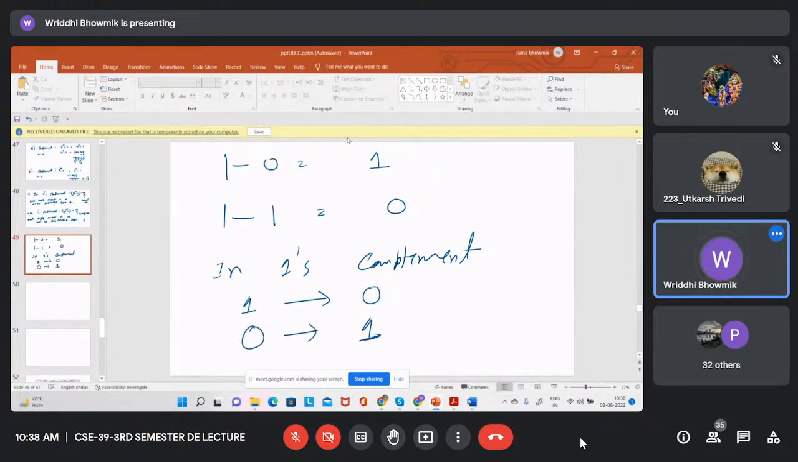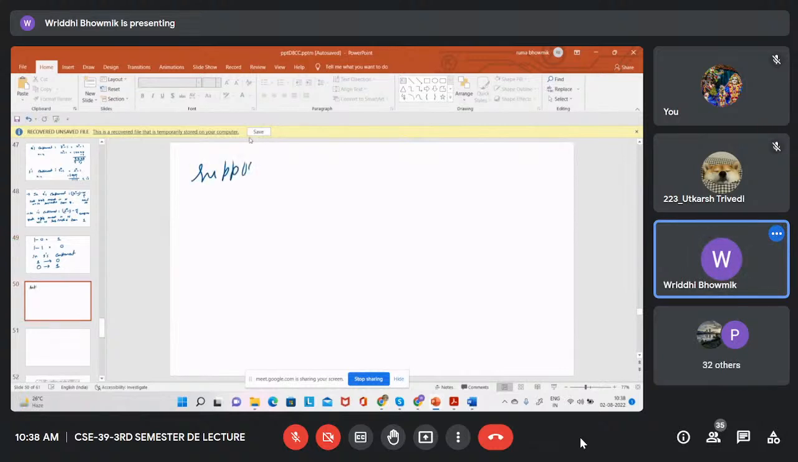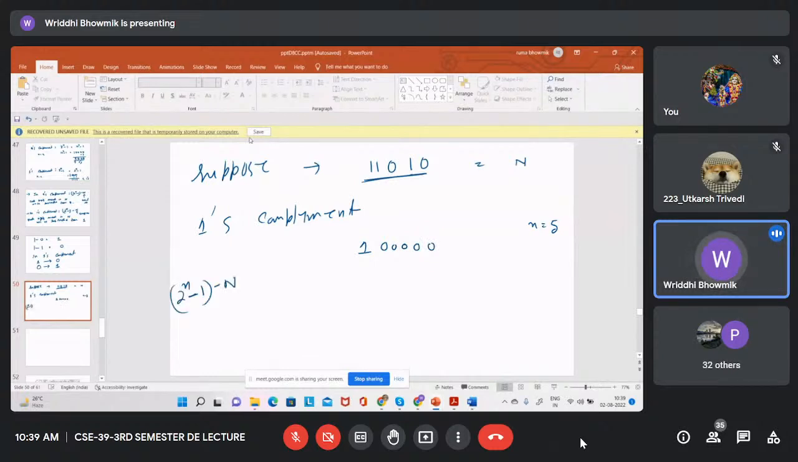Because in the binary system, suppose the number is 11010. This is your capital N. Now we are trying to find the 1's complement. So you see how many digits are there? 1, 2, 3, 4, 5. So small n is equal to 5. So you have a 1 followed by 5 zeros. So the formula is 2 to the power n minus 1 minus capital N. So you do the minus 1 first, following the subtraction operation in the binary system. You have 1, 1, 1, 1, 1. 5 ones you have. 1, 2, 3, 4, 5.